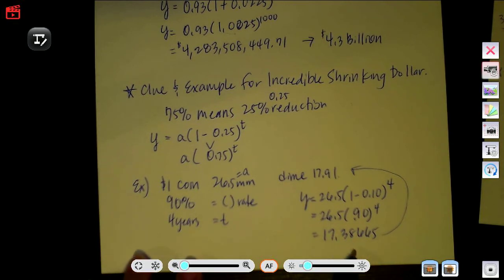This should definitely help you to get the answer for the incredible shrinking dollar. That one's going to be a graded assignment. Good luck.